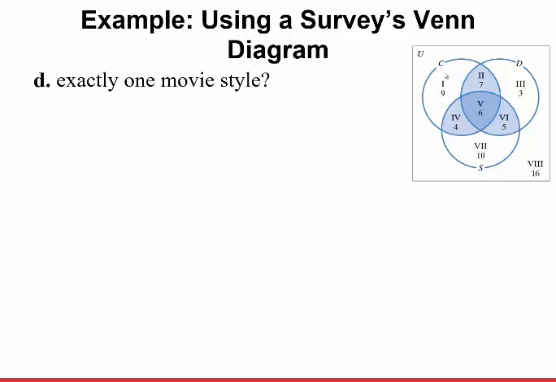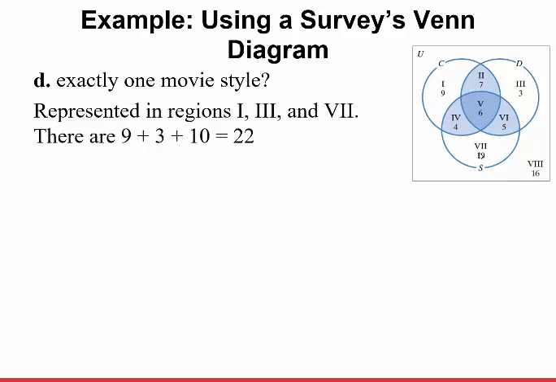Exactly one movie style? Well, that would just be regions 1, 3, and 7. Okay. You can't say region 8 because that's just people who don't fit in any of them. So someone could be like, oh, I like horror and fantasy, and so on. So regions 1, 3, and 7 would be 9 plus 3 plus 10. There were 22 people who said they like exactly one.